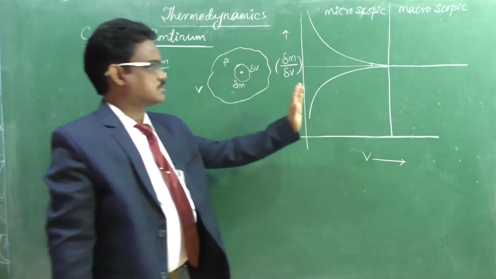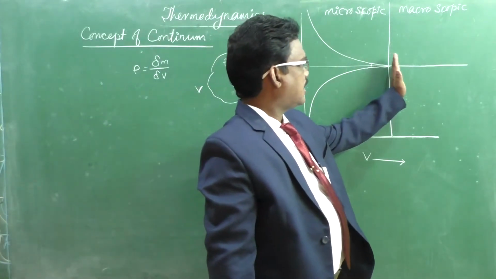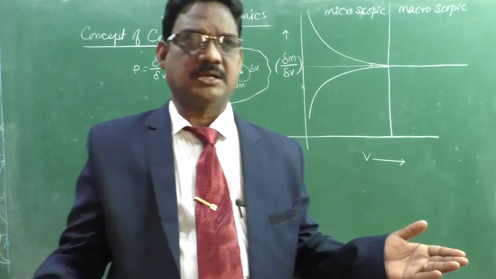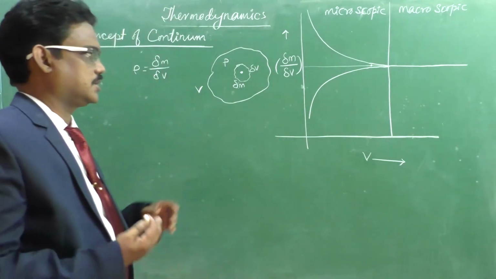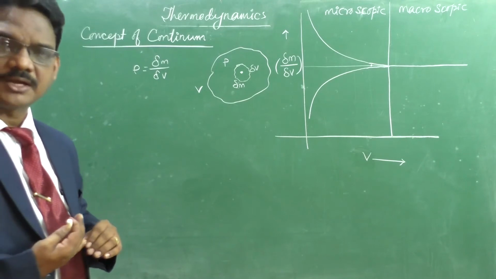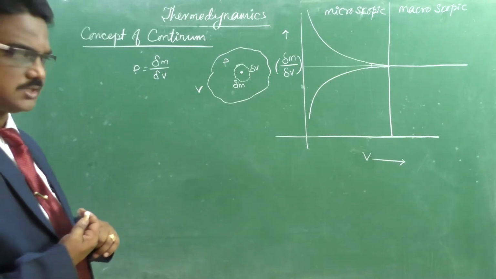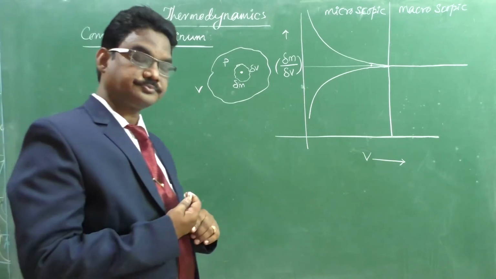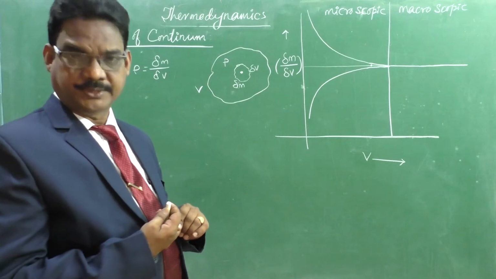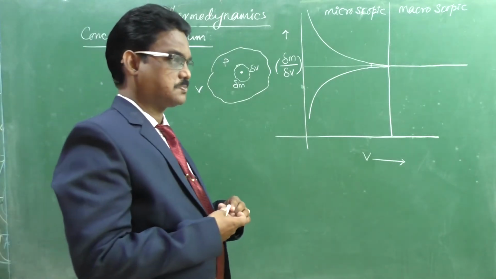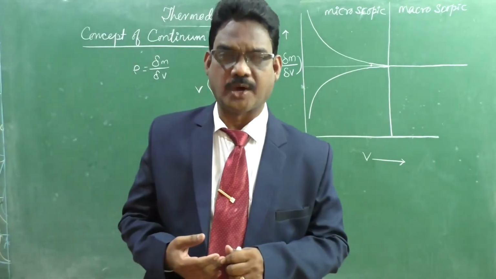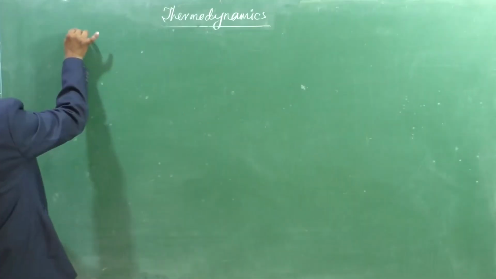From this point onwards, we consider the matter is continuous and statistical averages of properties are obtained. This is called the concept of continuum. By considering this concept of continuum only, we consider all the properties in thermodynamics. Now I will explain another concept, that is reversible work.